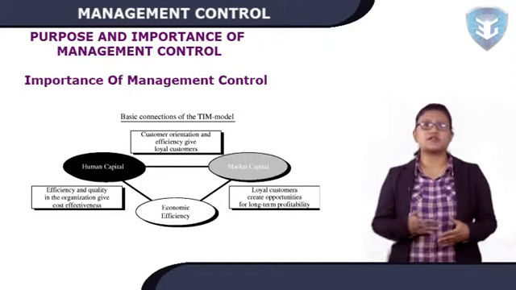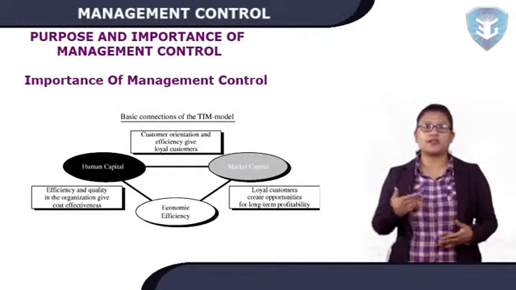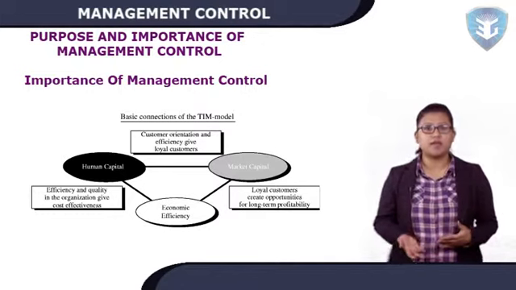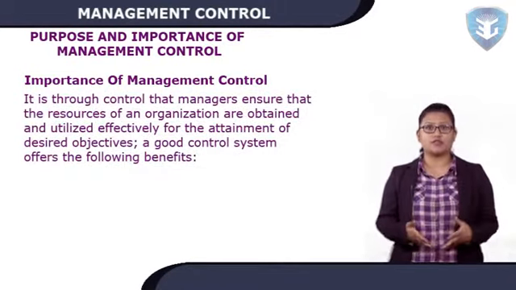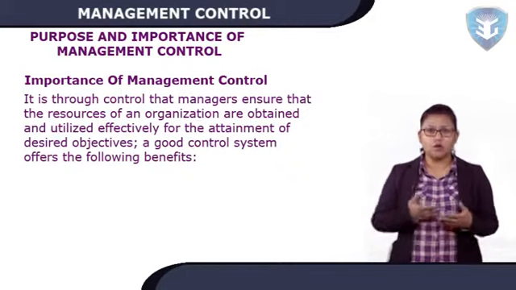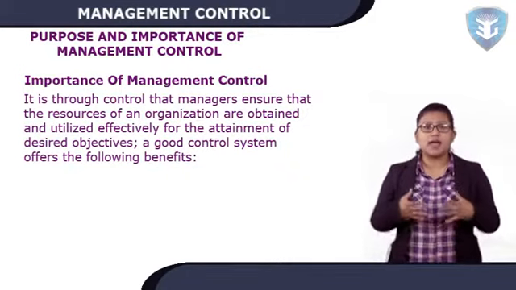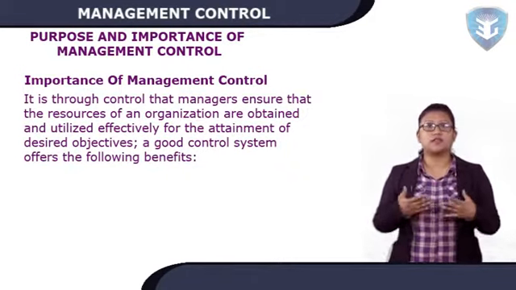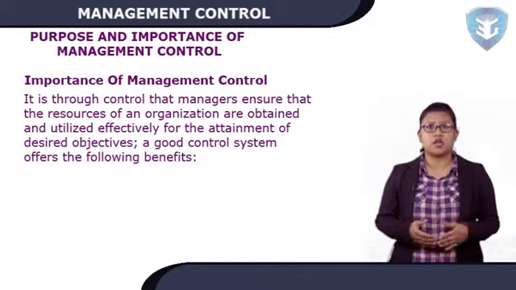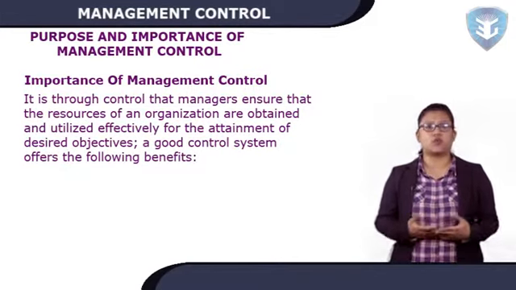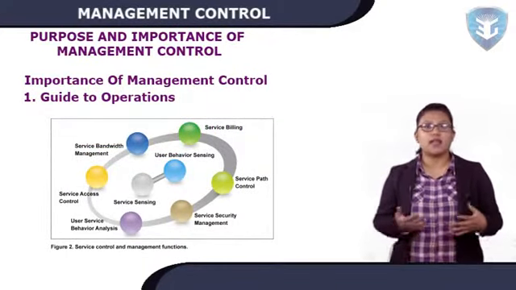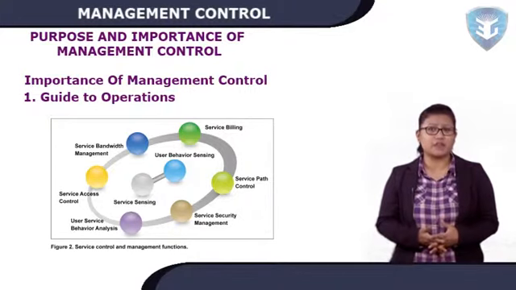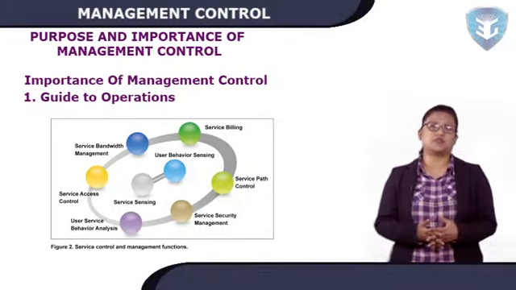Secondly, there are several temptations in business. Employees are entrusted with large sums of money and valuable resources. It is through control that managers ensure that the resources of an organization are obtained and utilized effectively for the attainment of desired objectives. A good control system offers the following benefits. Guide to operations: control guides behavior towards organizational goals. Lack of control results in erroneous behaviors that may be detrimental to the goals.